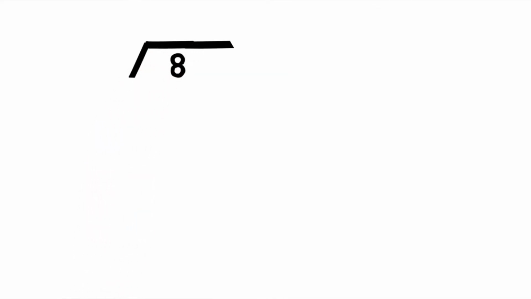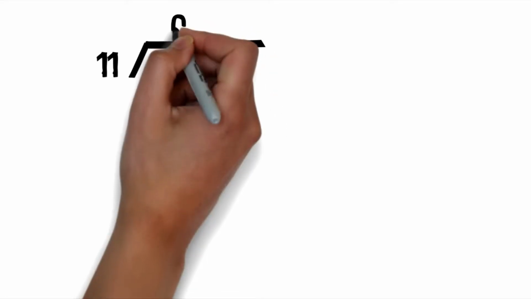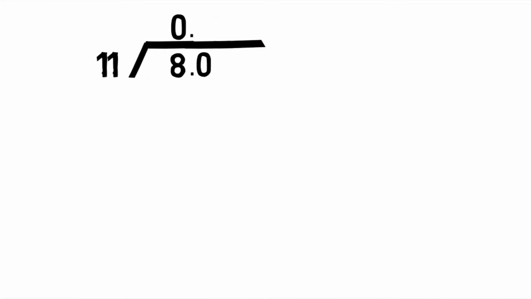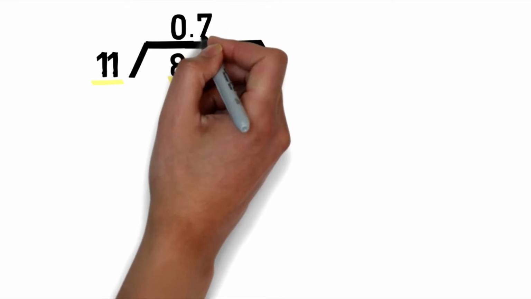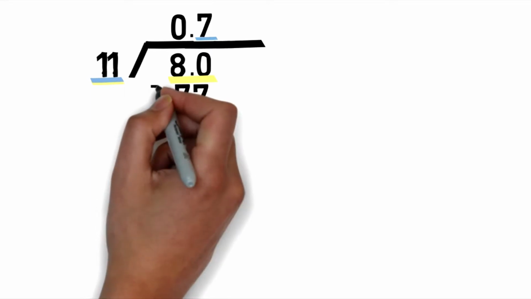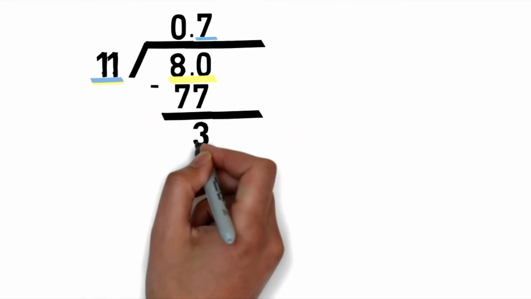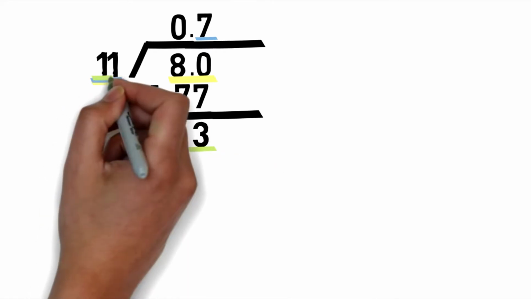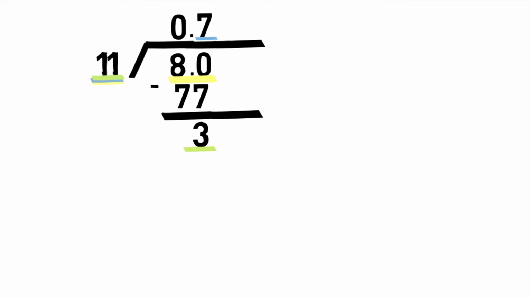Here is an example. 8 divided by 11. Again, the dividend is less than the divisor, so we need to annex 0 to the dividend, making it 80. Do not forget to copy the decimal in the dividend to the quotient's place. 80 divided by 11 is 7. 7 times 11 is 77. 80 minus 77 is 3. 3 divided by 11 cannot be, so we need to annex another 0 to the dividend.